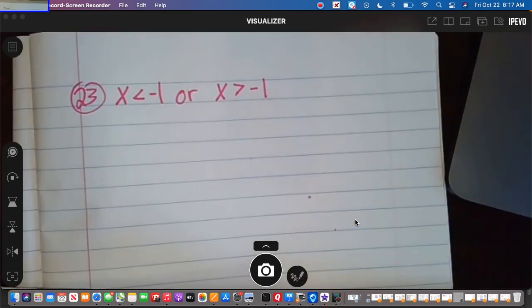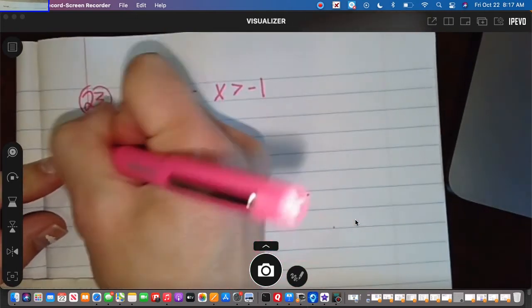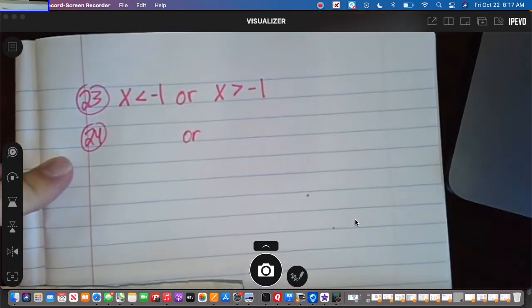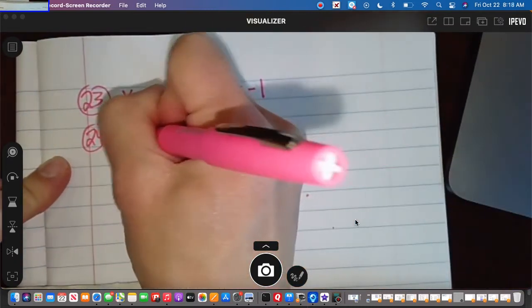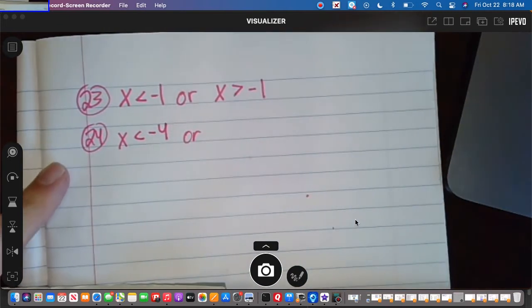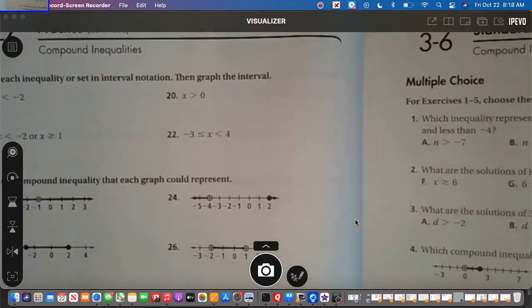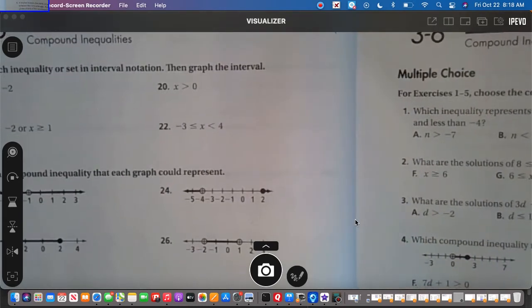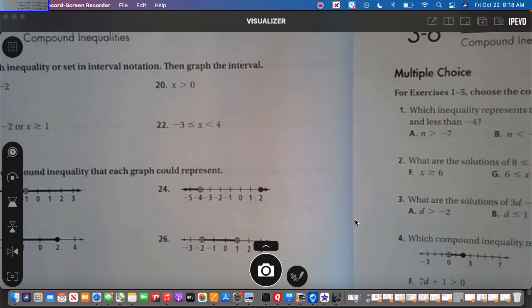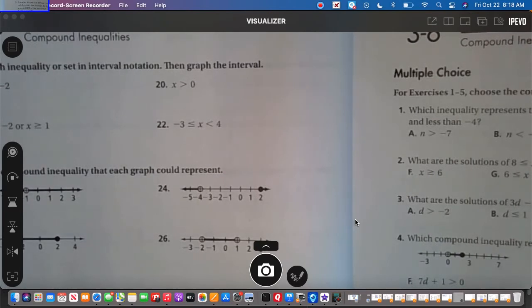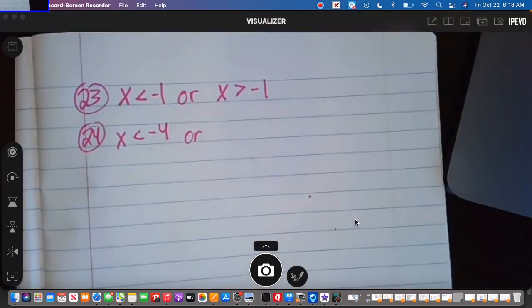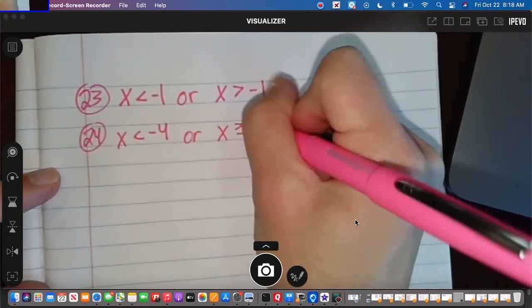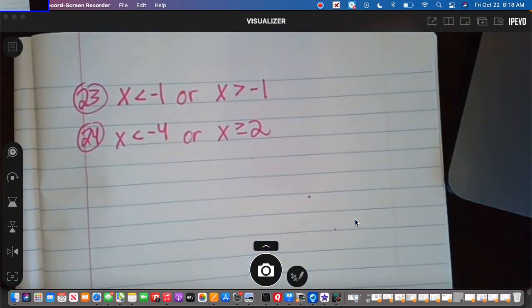Okay, so that was number 23. Number 24. So the first one y'all said, we know it's an or because it went two different ways. And we said x is less than -4. Everybody was good with that one? Now I'm going to put my picture back up there. And what's the other one? We're looking at the number 2. And it's what? Greater than or equal to. Why are we putting the equal to on there? It's a closed circle. So x is greater than or equal to 2. That's my answer.